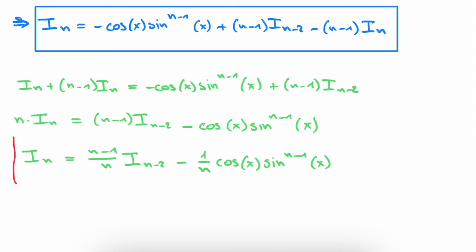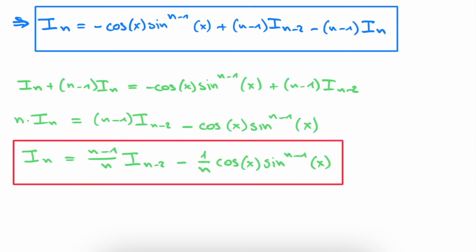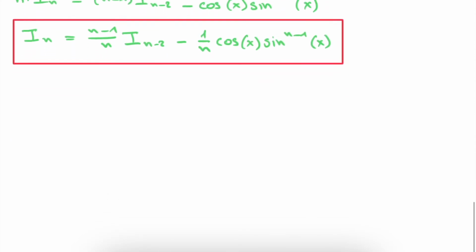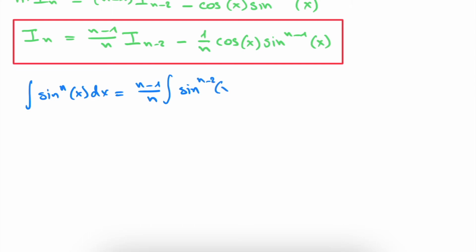And this is actually our final result. If we rewrite this result in terms of our initial integral instead of the notation with these I's, we get that the integral of sine to the power of n of x dx is equal to (n minus 1) divided by n times the integral of sine to the power of n minus 2 of x dx minus 1 over n times the cosine of x times the sine to the power of n minus 1 of x. And this is actually quite an extended formula.